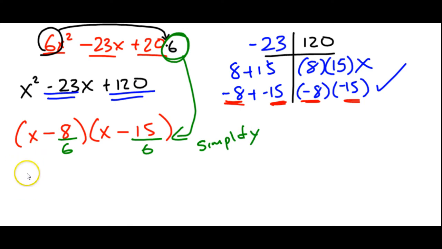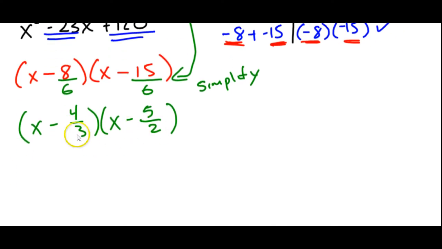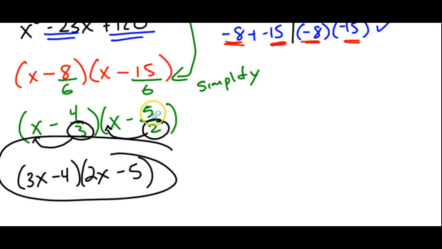Alright, so let's simplify this. This is going to be x minus 4 over 3. This is going to be x minus 3 goes into both of them, 5 over 2. But we don't want that, right? We don't want any fractions, so we take that bottom number again and just slide it to the front. So we have 3x minus 4. Take this bottom number, slide it to the front. We have 2x minus 5, right? And there's our answer. Say you guys aren't sure about that, FOIL, check to see if you are right, alright? FOIL is your friend. Do it.